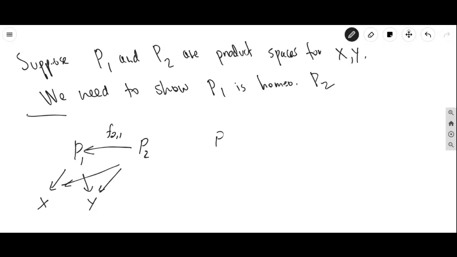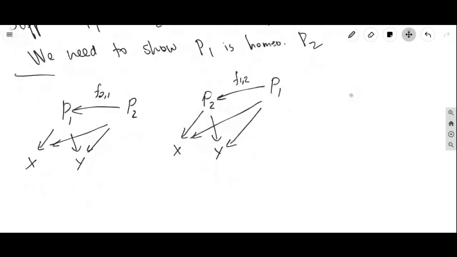But we can also do this the other way around. We can say there's a mapping from P2 to X and Y, and also there's a mapping from P1 to X and Y. And now if we look at P2 as the optimal such space, then there's a mapping going from P1 to P2. Let's call it F12.